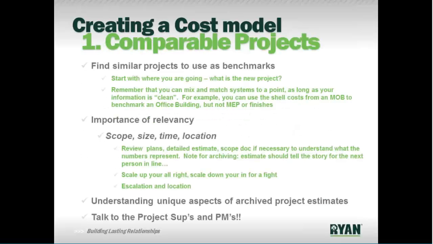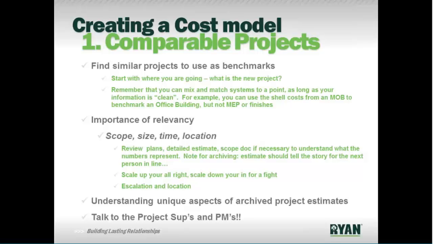So step number 1, identifying comparable projects. Point 1 is start with where you're going. It seems pretty basic, but when you sit down to do a cost model, you want to think about what it is that you want to project. What's the square footage? What's the level of quality? These items seem pretty basic, but you want to at least have some thought process to what this cost model would represent, and try to keep it more than just a shot in the dark.